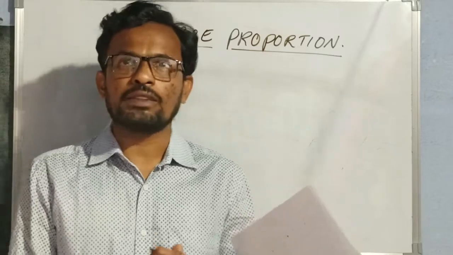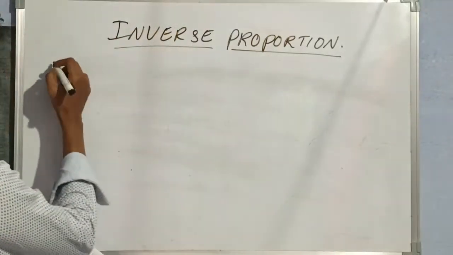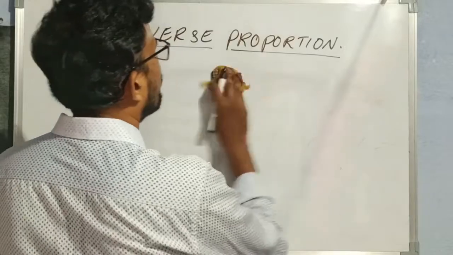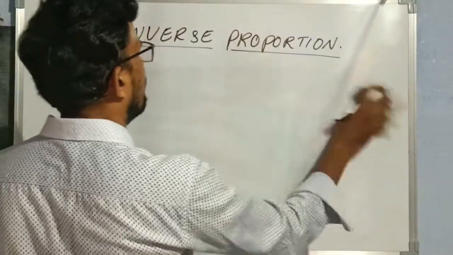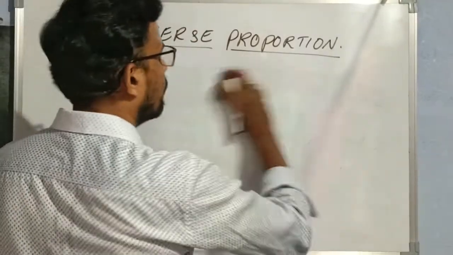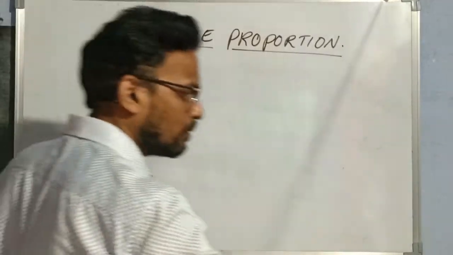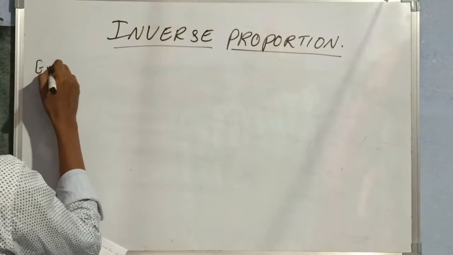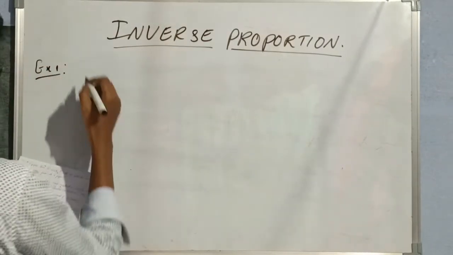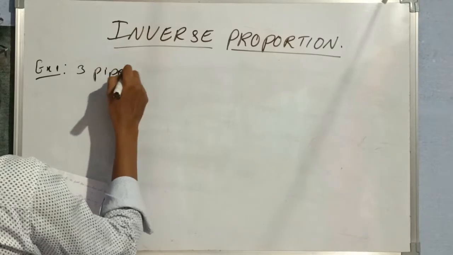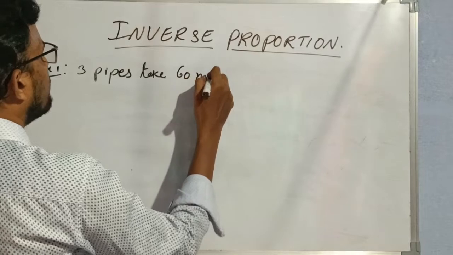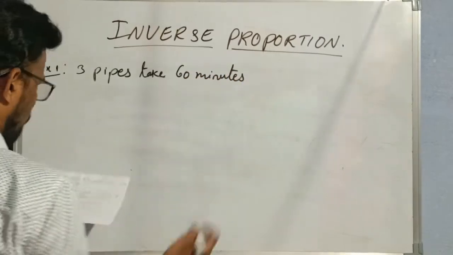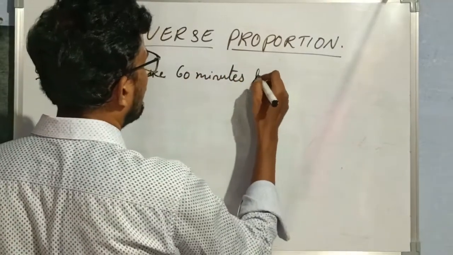Let's continue with our examples. So example 1. 3 pipes take 60 minutes to water a field.